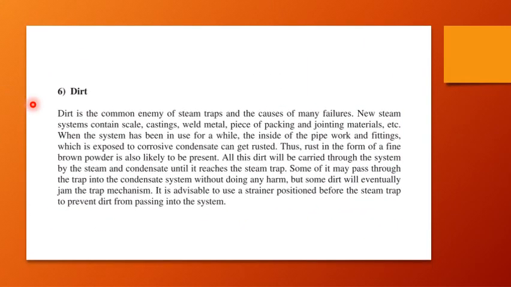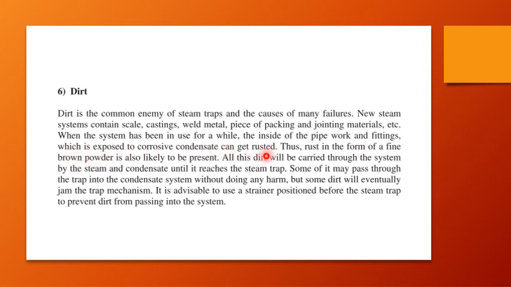Now, another area of concern that has to be taken care of when you install any steam trap is dirt. Dirt is the common enemy of steam traps and causes many failures. So basically, a lot of steam traps fail due to the presence of dirt in the steam lines. A new steam system contains scale, castings, weld metal, pieces of packing, jointing materials, etc. When the system has been in use for a while, the inside of the pipework and fittings, which are supposed to cause condensation, can get rusted.